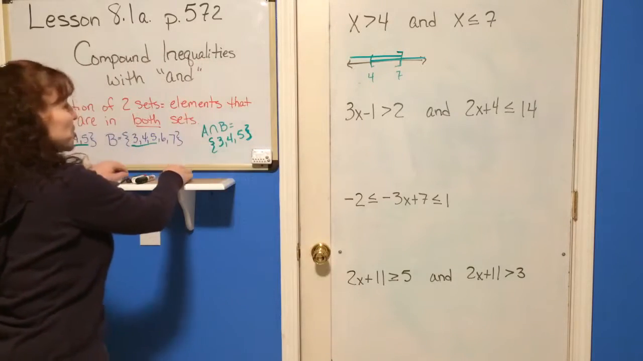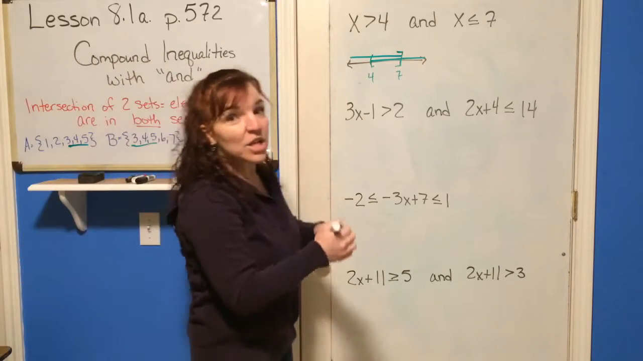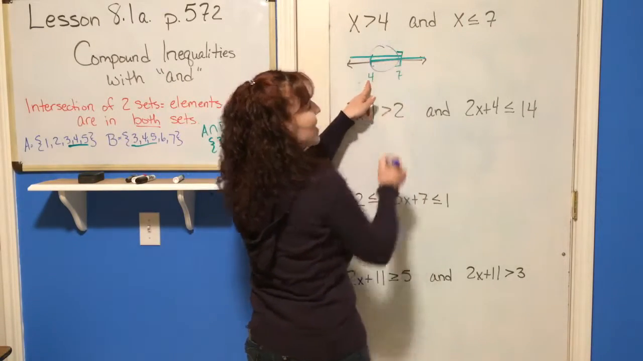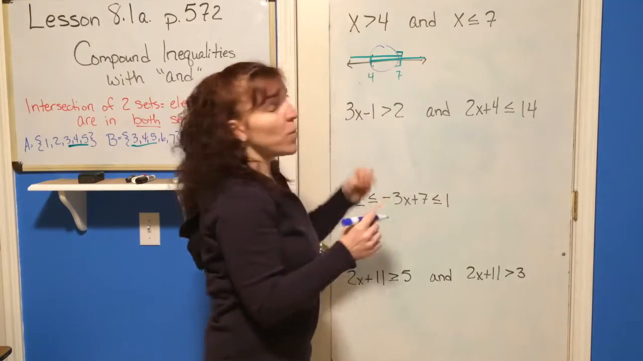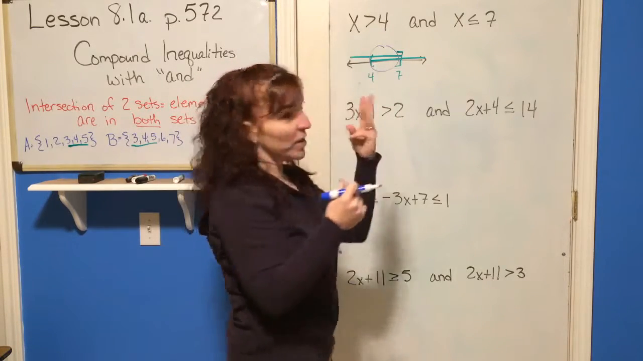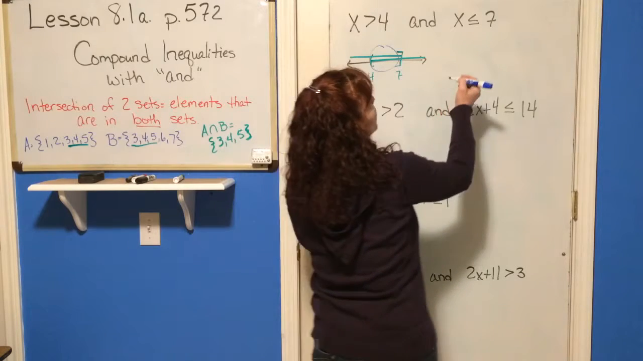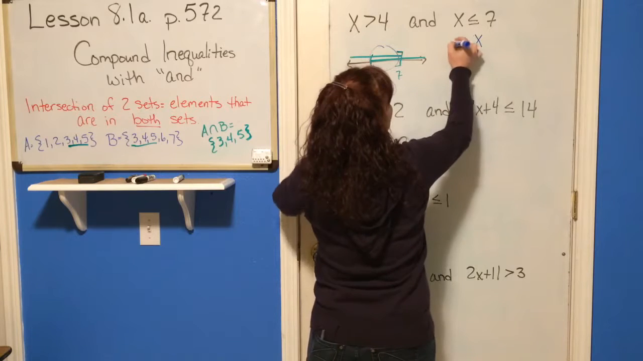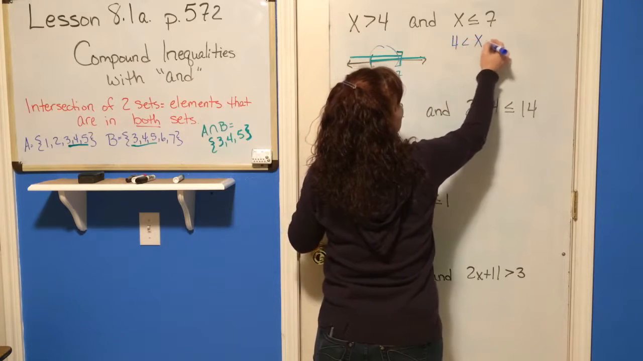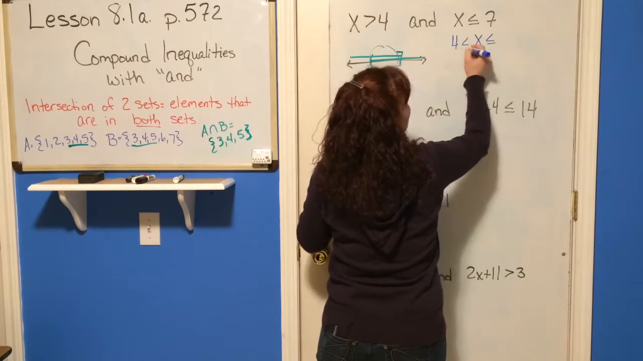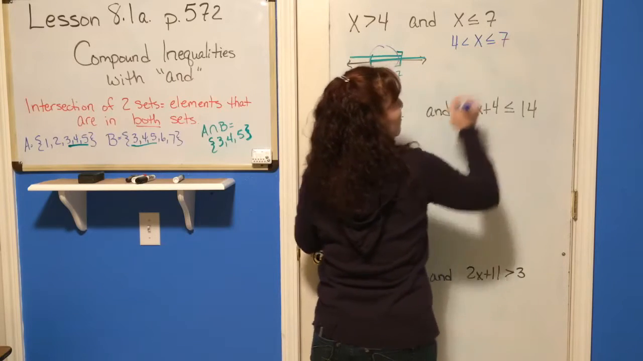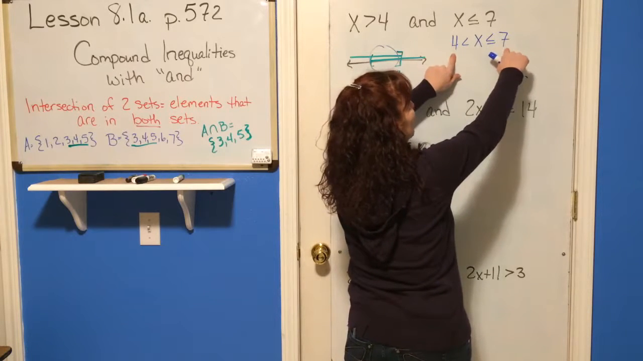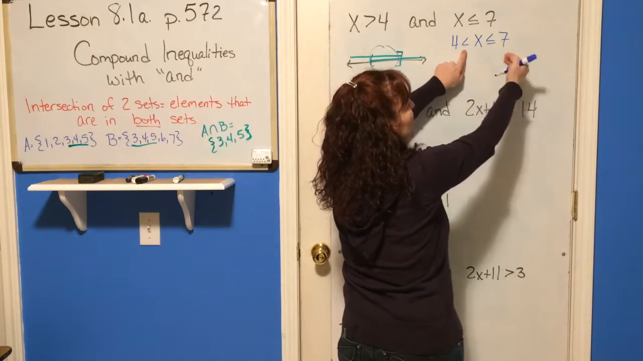So the intersection is where it's both "and." So the parts where it's both "and" are between 4 and 7. All right? So the way we can show that, this is going to be important. You're going to have 3 different ways to show it. First of all, you can say x is between 4 and 7, so 4 is less than x is less than or equal to 7. So what you've done here is you've put this x in between the 4 and the 7, making sure to keep your signs facing the right way.